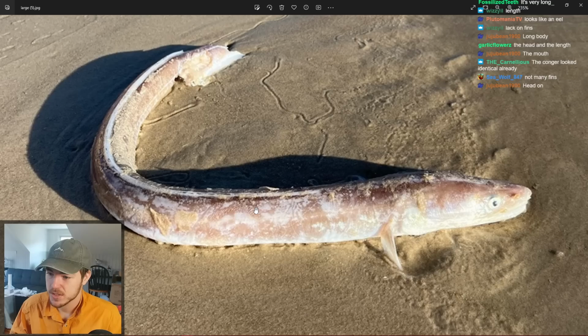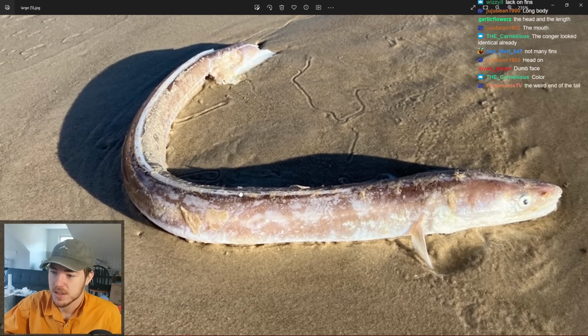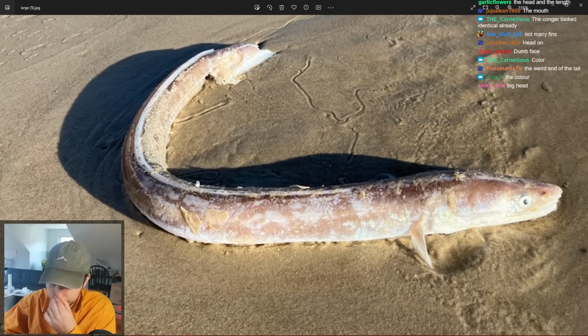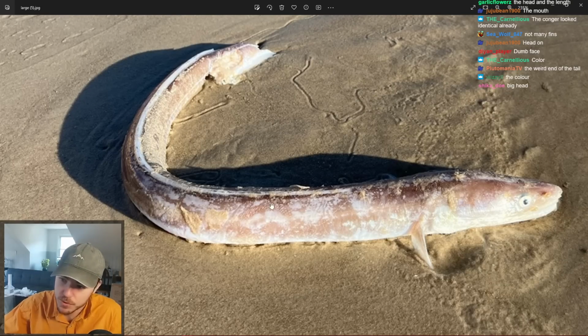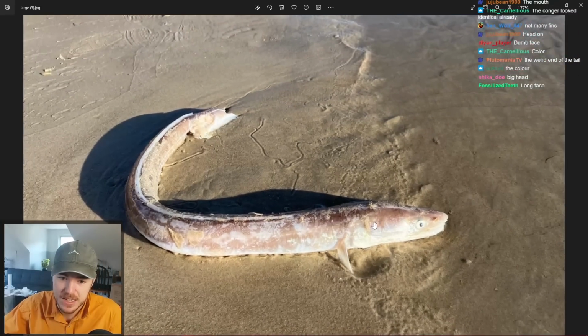Not many fins, okay? That's definitely an observation. There's not a ton of fins. There probably are fins, but they're sort of folded down. Keep in mind the specimen is dead.